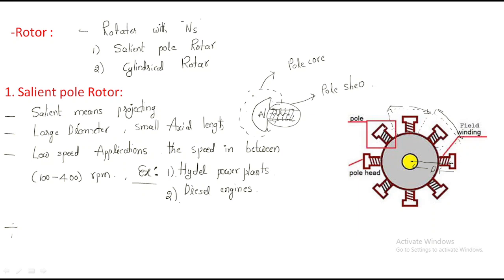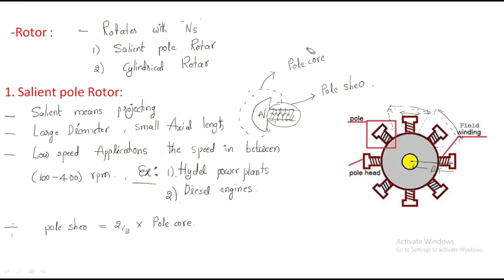And we have the pole shoe. The pole shoe will cover 2/3 of the pole core. That means the pole core consists of the 2/3 perimeter of the complete pole shoe. Understand? You know this is the pole shoe.